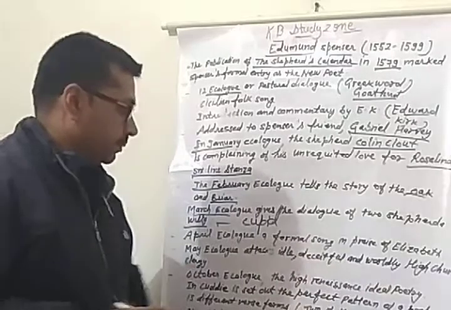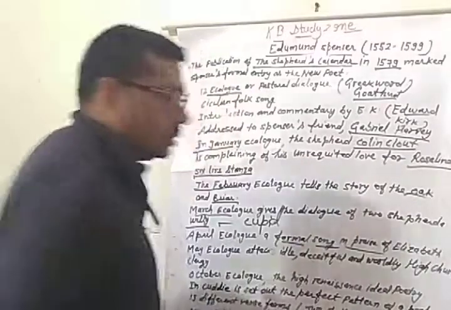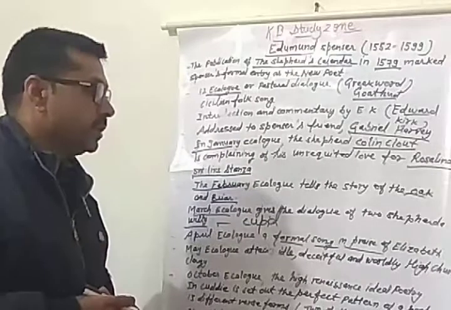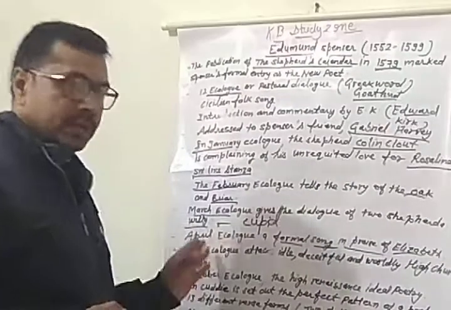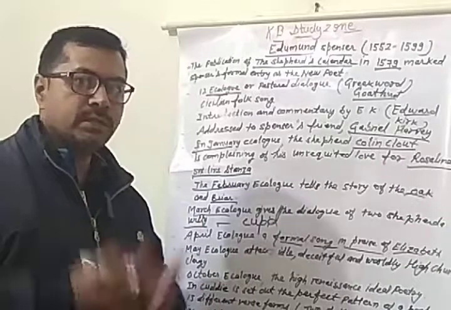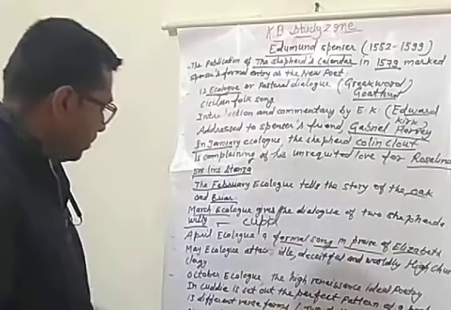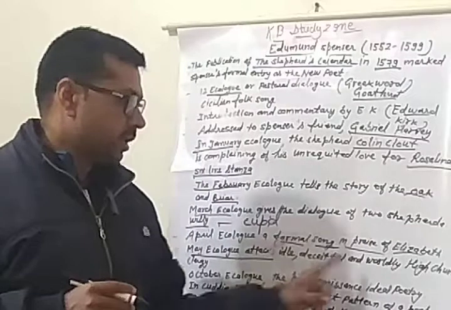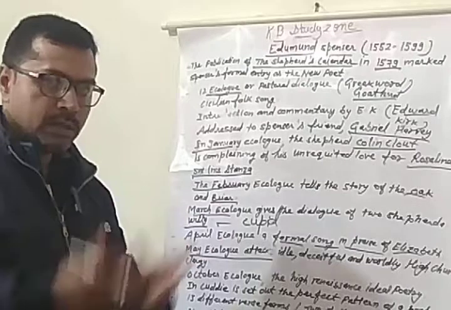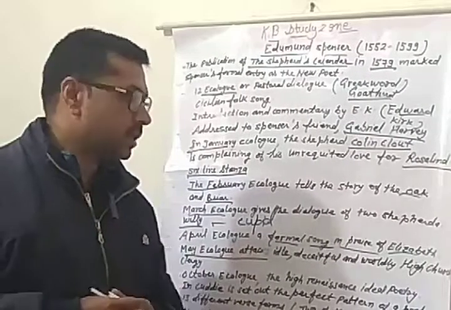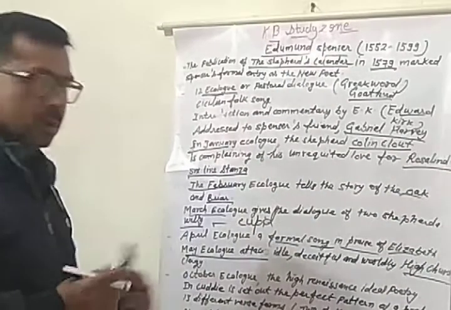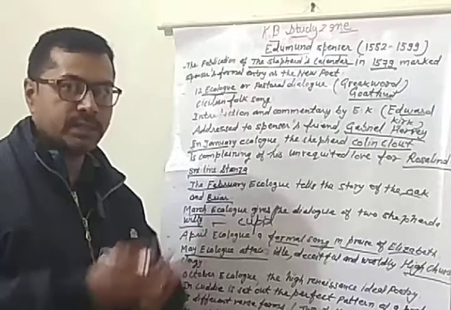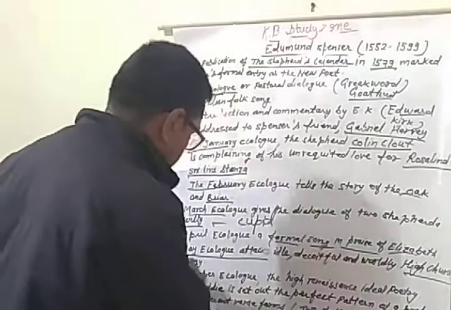In the April eclogue, there is a song in praise of Queen Elizabeth. We all know that Edmund Spenser wrote most of his poems during the reign of Queen Elizabeth. So, in the April eclogue, there is a formal song devoted to the praise of Elizabeth. The May eclogue is religious in nature. It attacks idle, deceitful, and worldly high church clergy. In that period, there were some abuses in the high church. So, this May eclogue is committed to denouncing the idleness, the deceitfulness, and the worldliness that were present in the high church at that time.